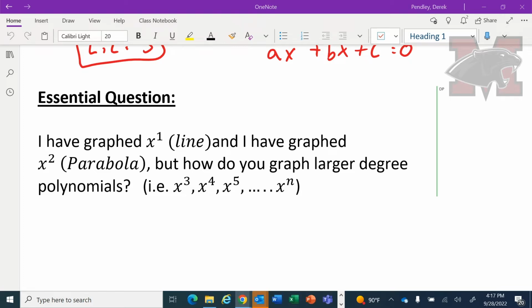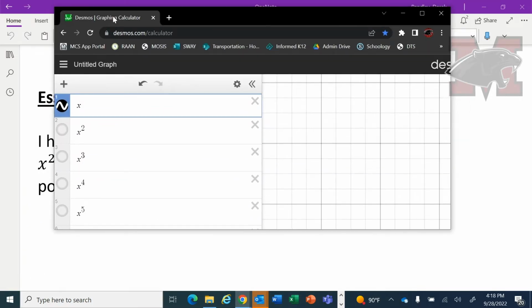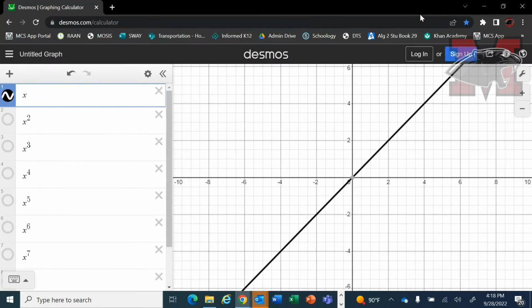All right, so we're looking at graphing polynomials, and I want to know, is there some kind of characteristic or pattern that comes up that I can use to graph what these look like, and understand patterns. So in order to do that, I'm going to pull up a Desmos graphing calculator here, just so you can see what we're looking at.